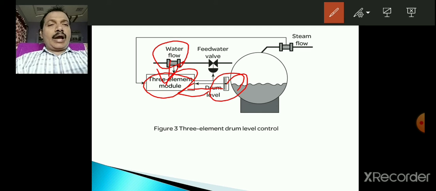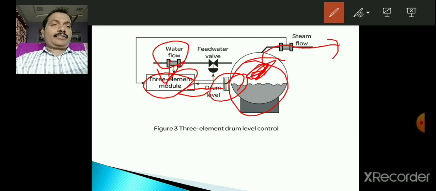And next, another parameter also is to be measured, that is the steam flow. Here in the boiler, this is the boiler drum, and this is the steam, flowing like this towards the turbine. Now this steam flow rate is to be measured with the help of steam flow measurement equipment.